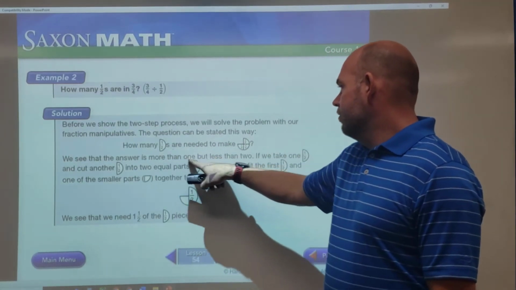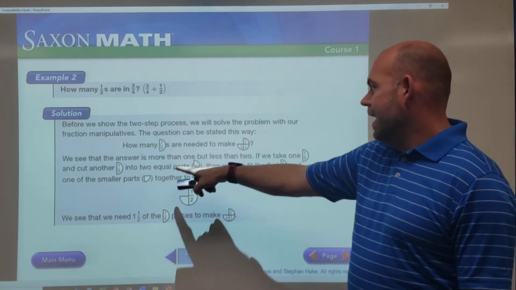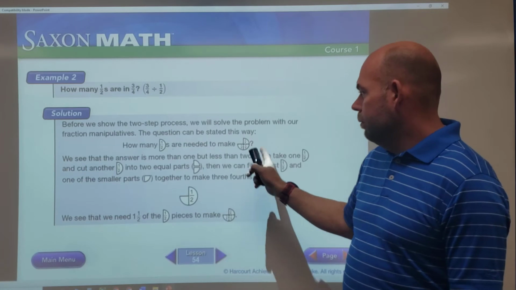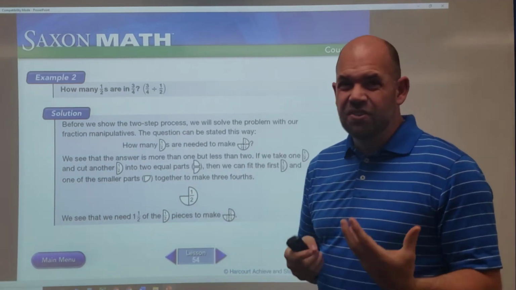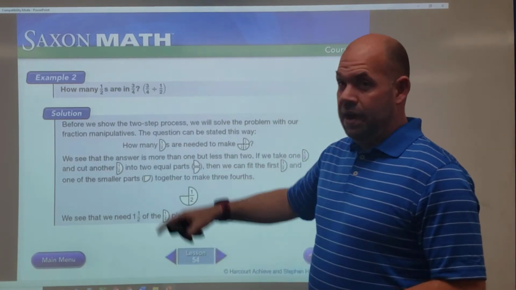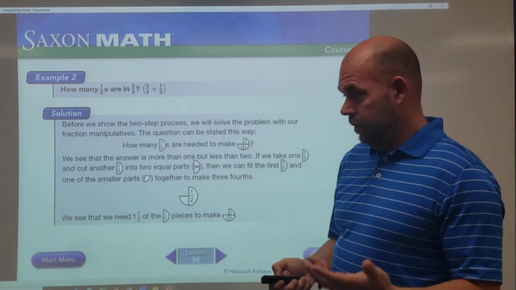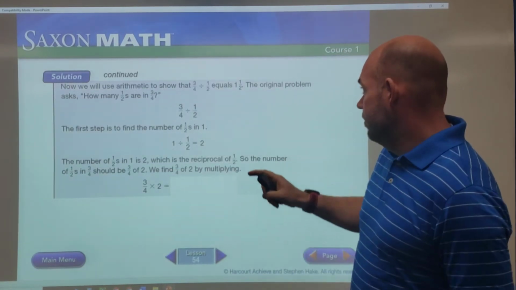So to see the answer is more than 1 but less than 2, so if we take one of those and cut it in half again, then we get 1 plus another half. It's going to be 1 1/2. All right, so we can visually see that the answer should be 1 1/2. So 3/4 divided by 1/2 is going to be 3/2 or 1.5. The way we solve this using math is we look for the reciprocal.